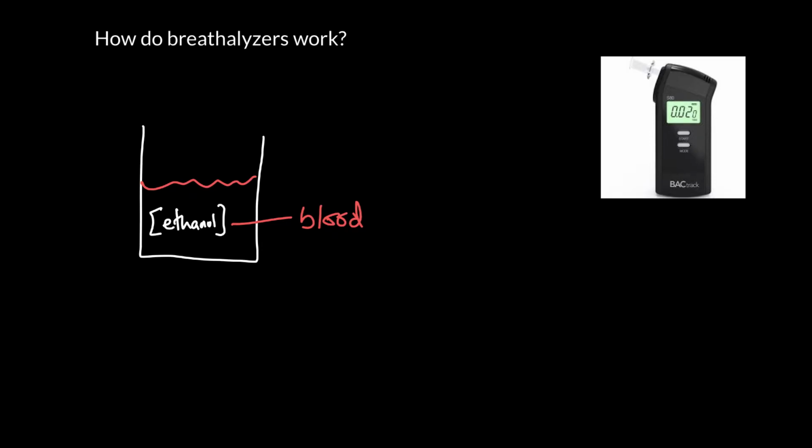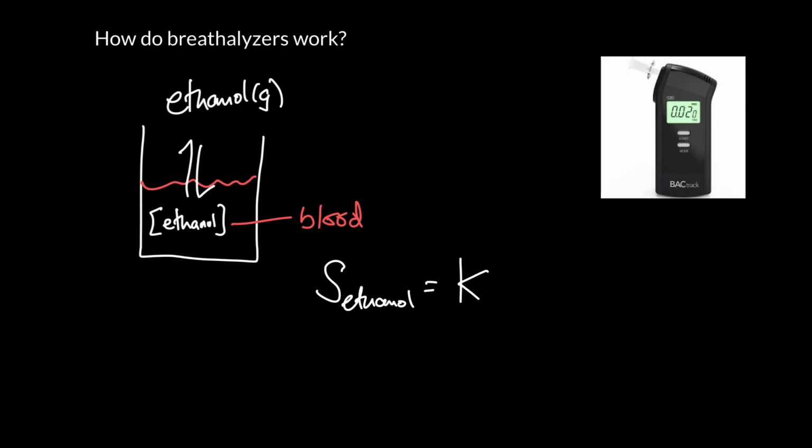Well, it turns out that if you've got ethanol in a solution, it can also form a gas, so it can form ethanol vapor. So there's the gaseous form. And why is that useful? Well, Henry's law can actually be used here. So the solubility of ethanol is going to be equal to the Henry's law constant for ethanol in blood times the pressure of the ethanol above the blood.